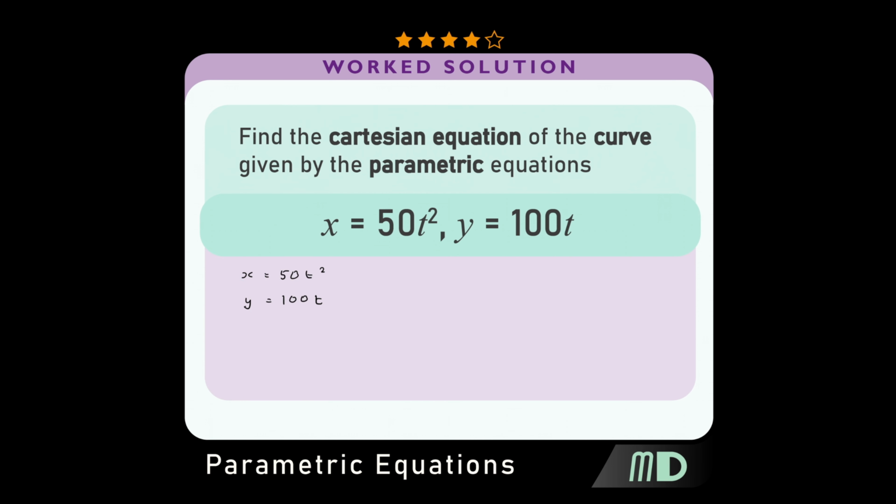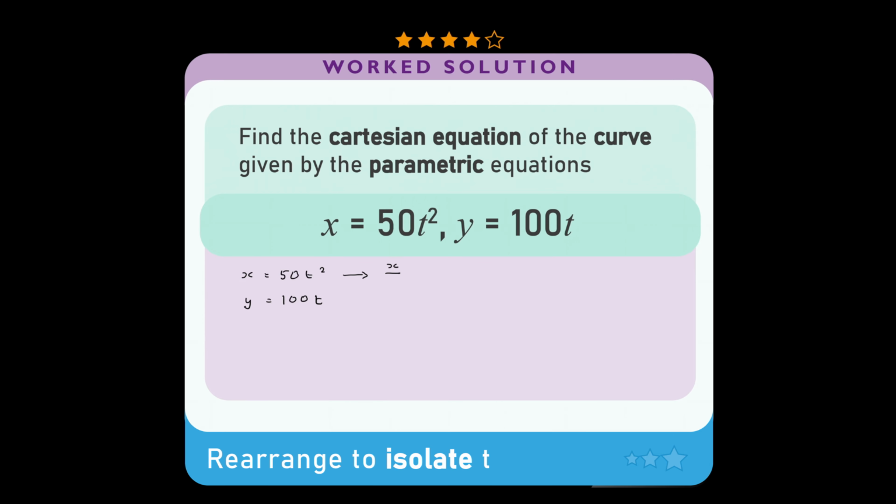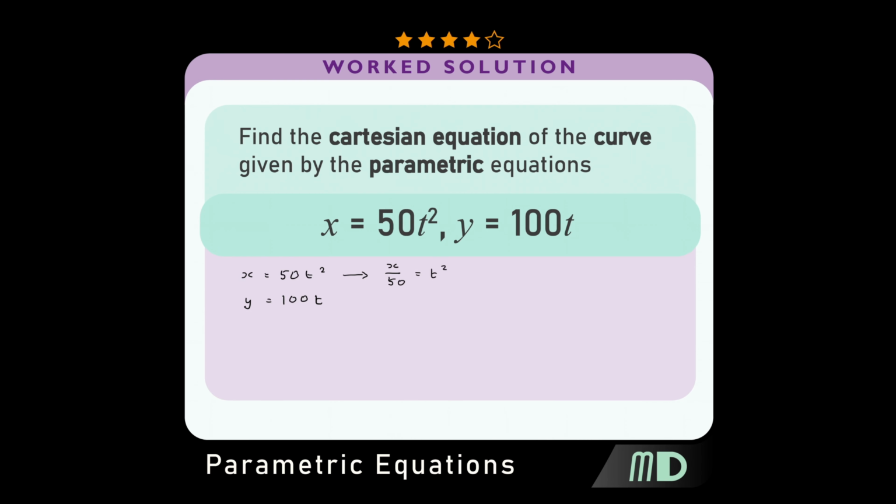Rearranging x equal to 50t squared and making t the subject, we need to isolate t by first dividing both sides by 50, which gives us x divided by 50 equal to t squared. Then take the square root of both sides, giving us the square root of x divided by 50 equal to t.